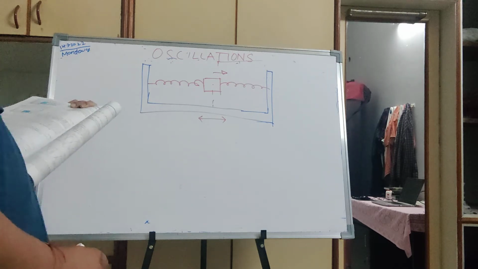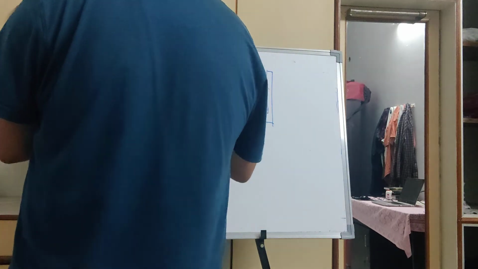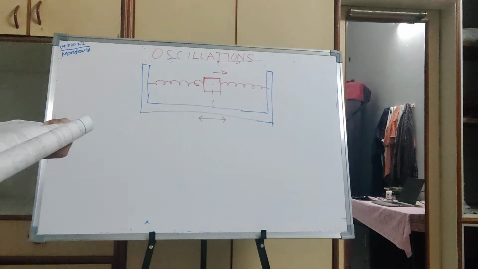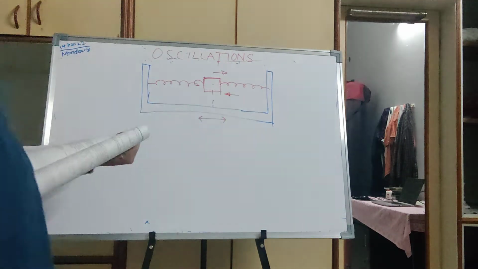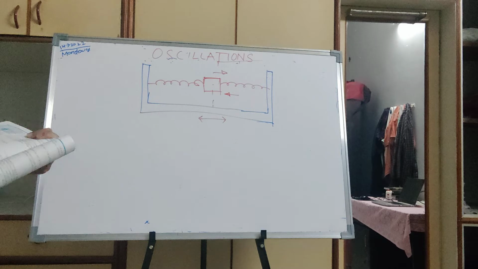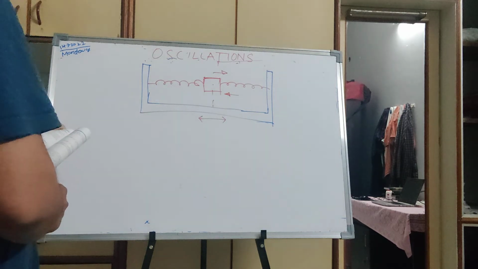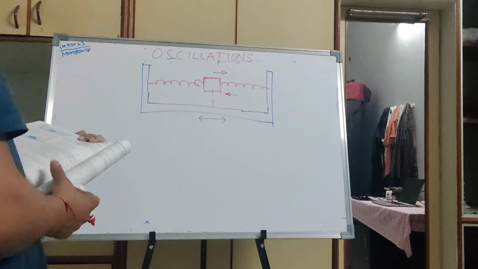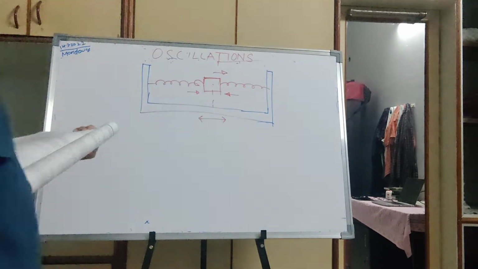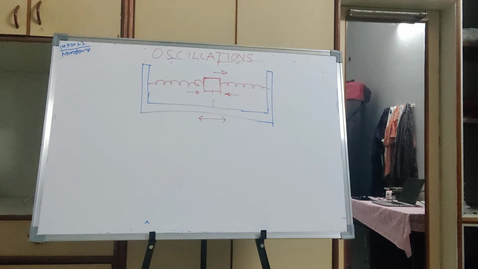So what will happen? When this is getting displaced, there will be an inward force on the spring to bring it back to the original position. Okay. So similarly, there will be another force to bring it to the original position. So the force exerted by the spring on the left side is trying to pull the mass towards the mean. The force exerted by the spring on the right side is trying to push the mass towards the mean.